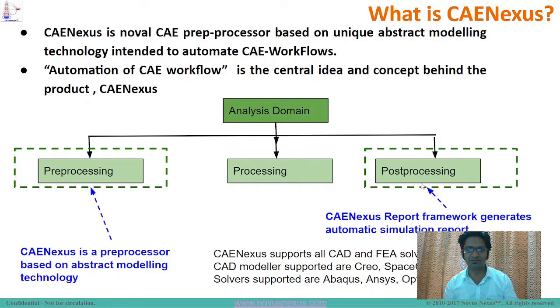Again, in CAENexus, we support all CAD software like Creo, SpaceClaim, SolidWorks, UGNX, as well as all FEA solvers like Abaqus, ANSYS, OptiStruct, Nastran, and Calculix. I hope everybody has understood what is CAENexus. CAENexus is a preprocessor based on abstract modeling technology, as well as the CAENexus report framework. It helps to generate automatic simulation reports.